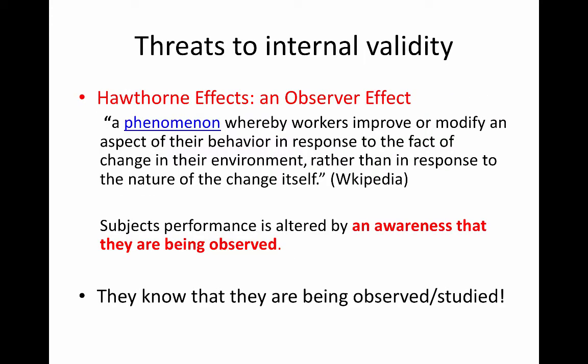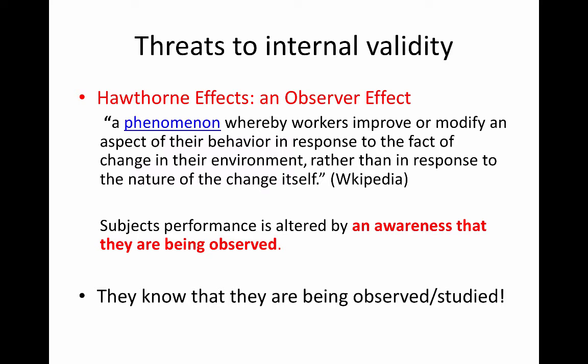So there are a number of threats to internal validity that could affect our ability to believe in the results. The first that we're going to talk about is the Hawthorne effect, and this is called an observer effect. It's a phenomenon whereby workers improve or modify an aspect of their behavior in response to the fact of the change in their environment rather than in response to the nature of the change itself. It doesn't have to be workers. So subjective performance is altered by an awareness that they're being observed.